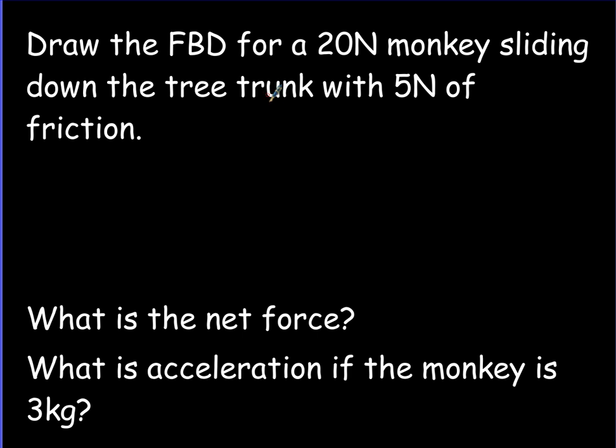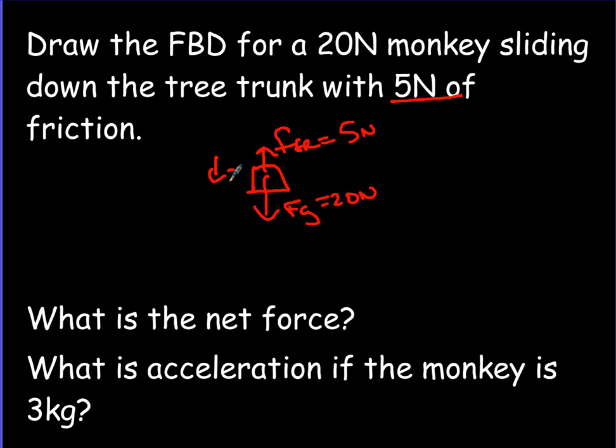Draw a free body diagram for a 20 Newton monkey sliding down a tree trunk with 5 newtons of friction. Okay, here's the monkey, and he still has a weight of 20 newtons. And he has 5 newtons of friction, so this should be much shorter. It's not, but it should be. Ffr is 5 newtons. Let's see. The forces aren't balanced, so I know I'm going to have an acceleration, and that's going to go down.